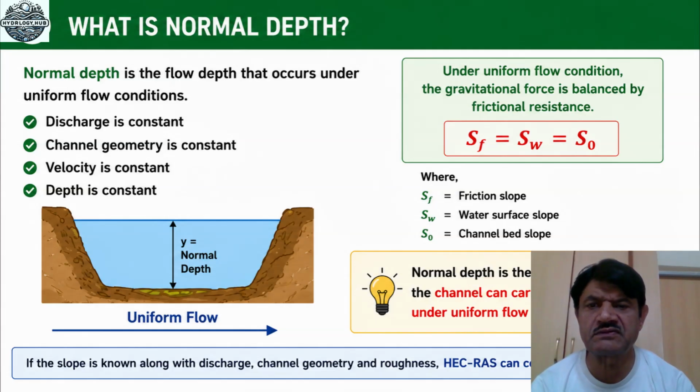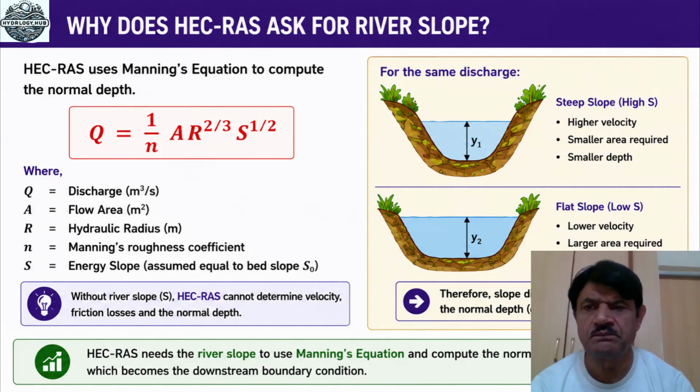But how does HEC-RAS calculate this depth? For that, it relies on one of the most famous equations in open channel hydraulics, that is Manning's equation. Let's now look at the governing equation. Manning's equation is Q equals 1/n times A times R to the power 2/3 times S to the power 1/2, where Q is the discharge, A is the flow area, R is the hydraulic radius, n is the Manning's roughness coefficient, and S is the energy slope.